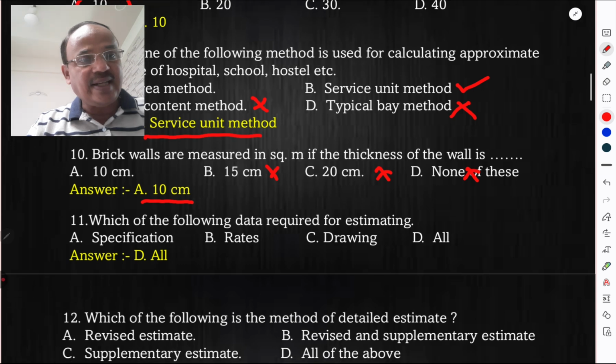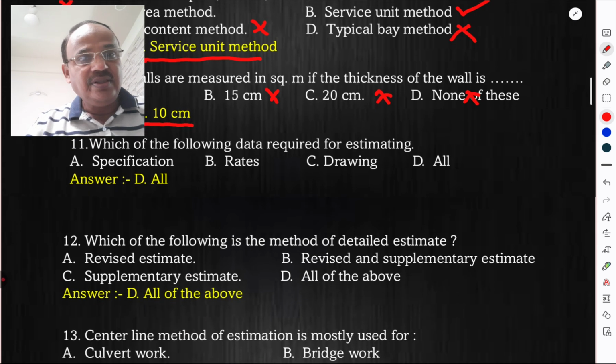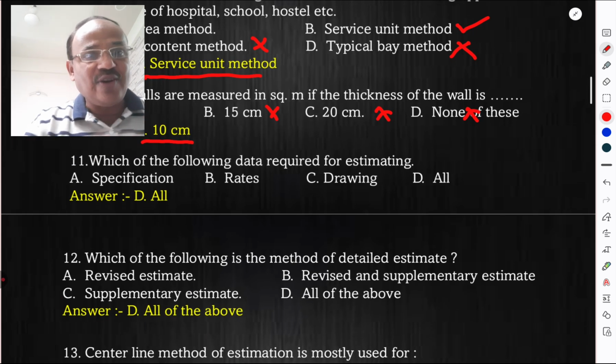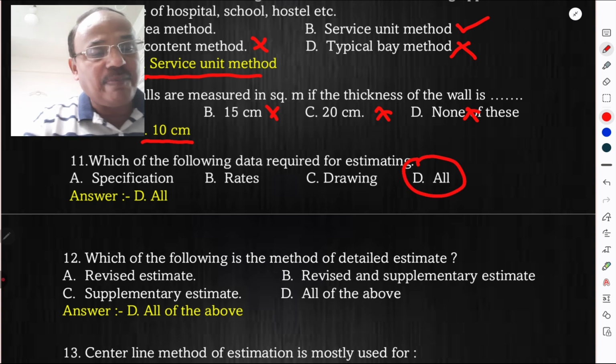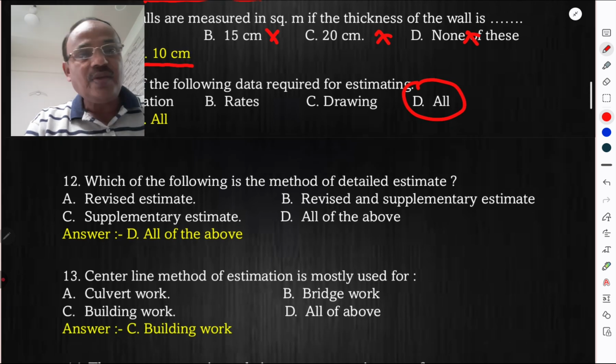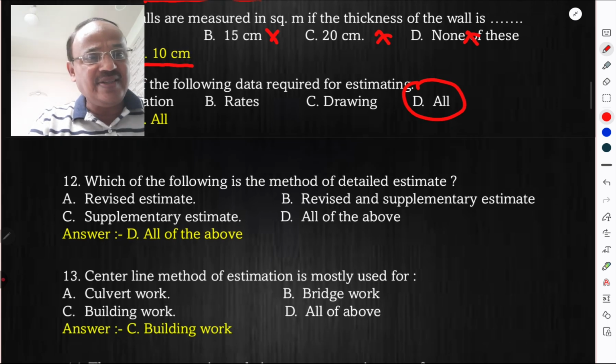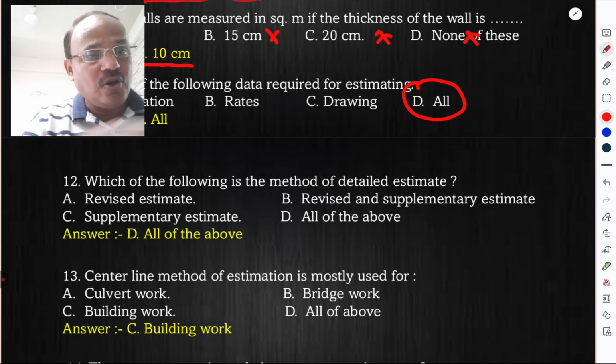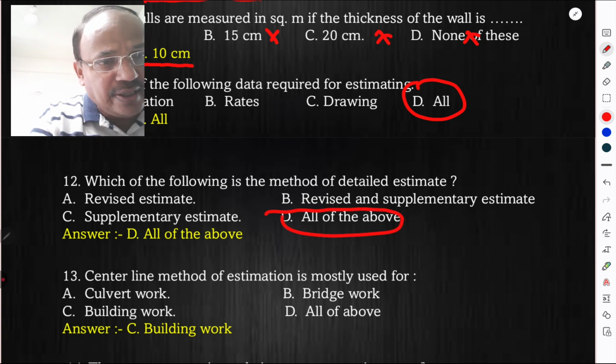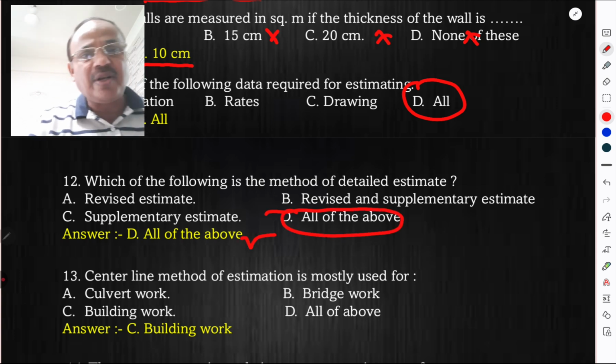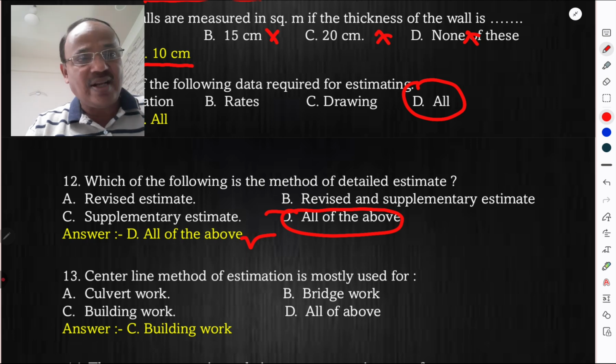Which of the following data is required for estimating? Specification, rates, drawings, and all are required for preparing the estimate. Which of the following is the method of detailed estimate? Revised estimate, revised and supplementary estimate, or all of above? All of above is the correct answer. Because for revised estimate also detailed calculations are required. For supplementary estimate also detailed calculations are required.